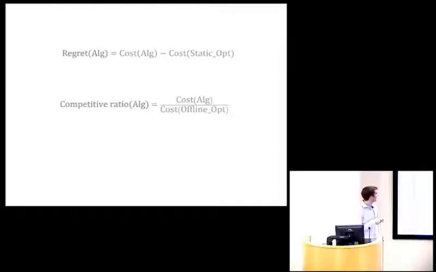And competitive ratio is comparing to the actual offline optimal. So the dynamic choices that would have been the offline optimal if you had known everything a priori. So comparing to that offline optimal. And in our world, we care really about both of them.